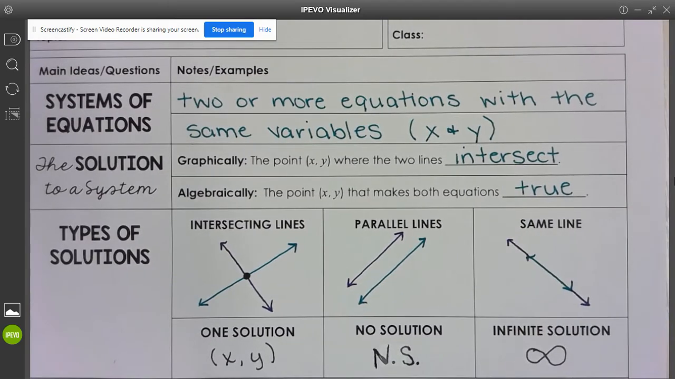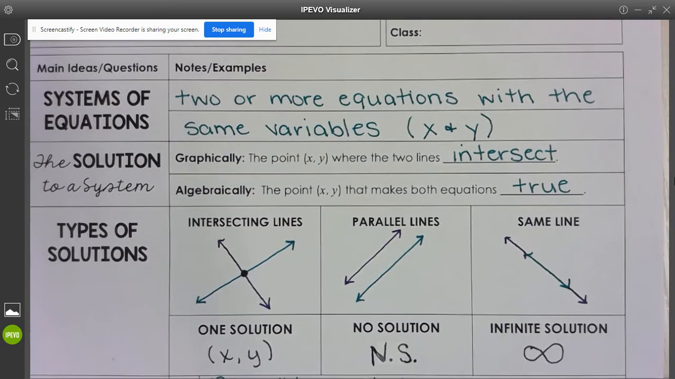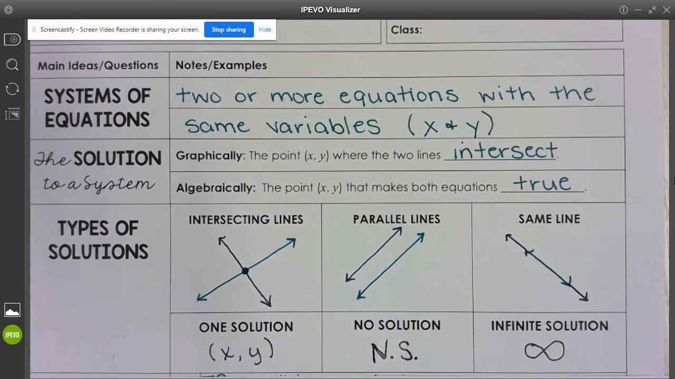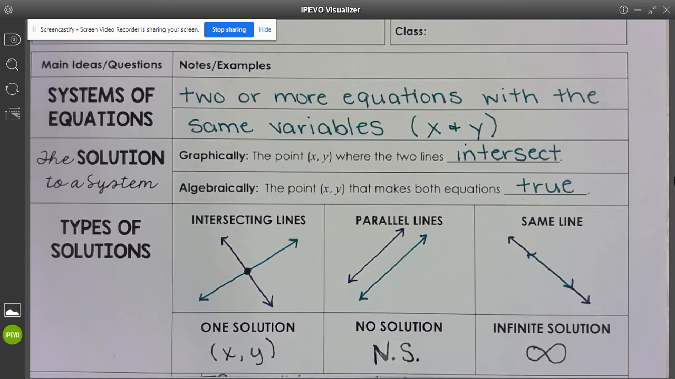And then lastly, they could just be the same line. So you'll notice I did two different colors here. So I tried to make it as visible as possible. There's the turquoise line in the middle and the purple line right underneath it. They are the exact same line. That is infinite solutions because every single point for both lines is exactly the same.